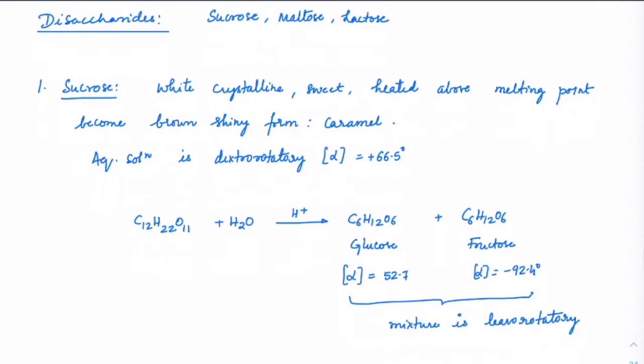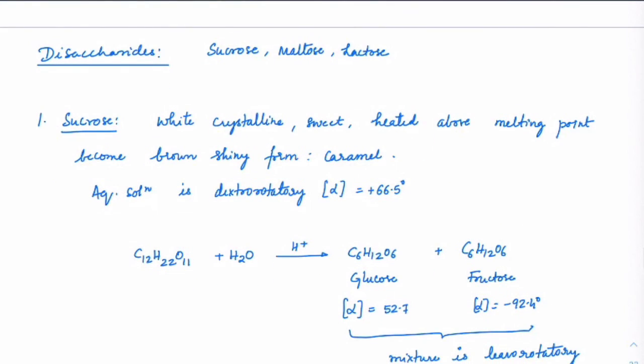Next. So far whatever we have discussed is about monosaccharides. Now let us see disaccharides. The main disaccharides in our course are these three: sucrose, maltose and lactose. Sucrose in general is a white crystalline, very sweet solid, correct? When heated above its melting point, it becomes shiny brown, which we call caramel. Do you know what caramel is?